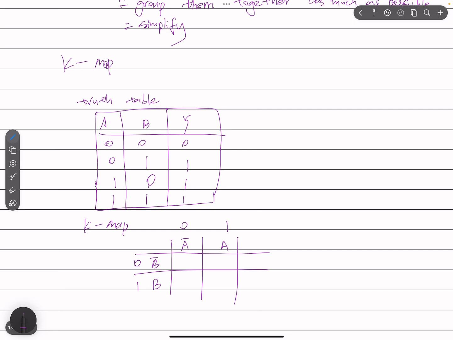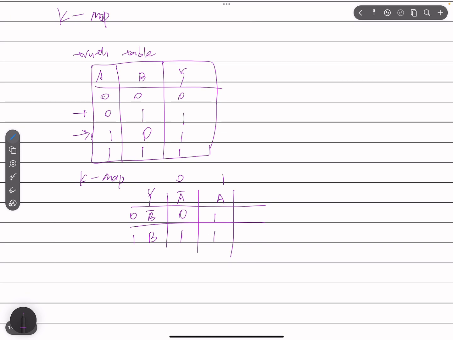After that, we have 4 places to write down the truth table result. These spaces are for the result Y. When A is 0 and B is 0, we have 0 here. When A is 1 and B is 0, we have 1. When A is 0 and B is 1, we have 1. When both A and B are 1, the result is 1. So we have something like this.